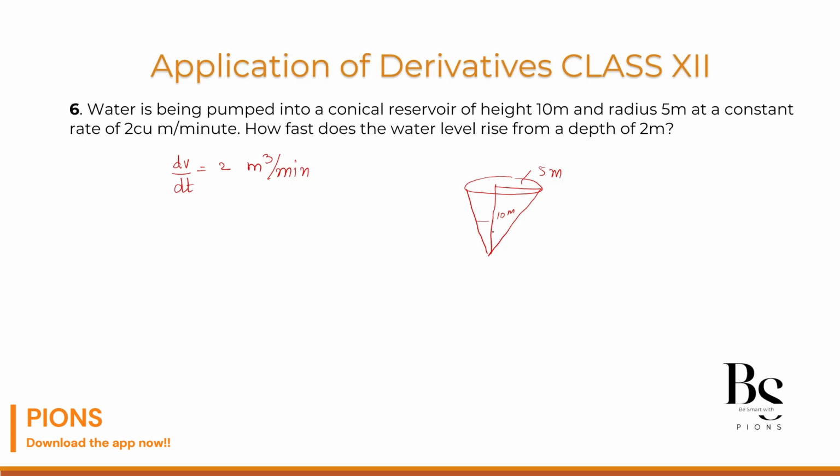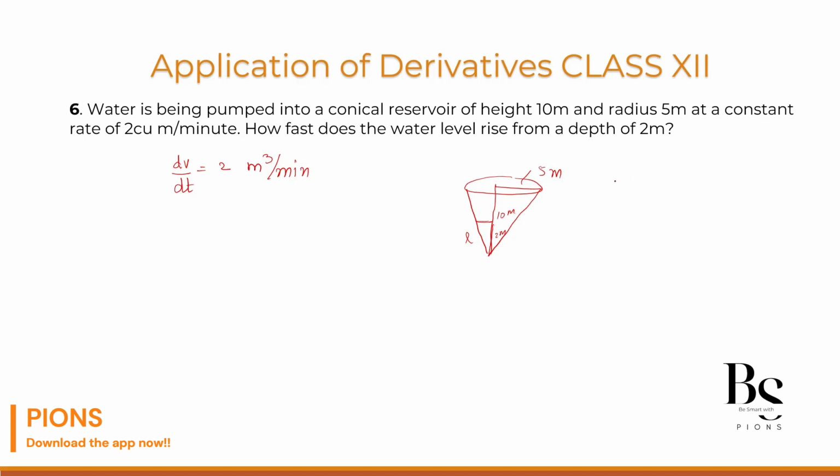So if this is the level of 2 meter, 2 meter is what? Our height. So what you have to find? The slant height. How the slant height? dl by dt. Correct? So let's take this height as 2 meter at this instant. And this is our L. We have to find dl by dt. Now here you can see that there are three variables given. So this is quite easier than the previous question.